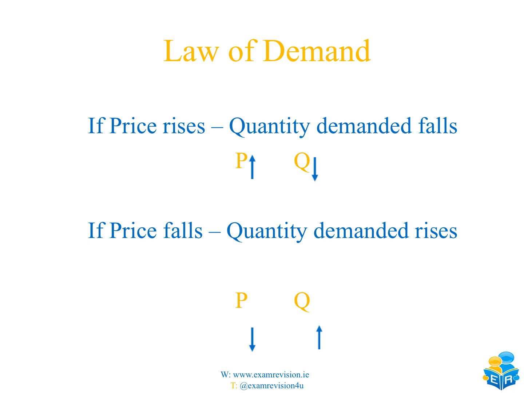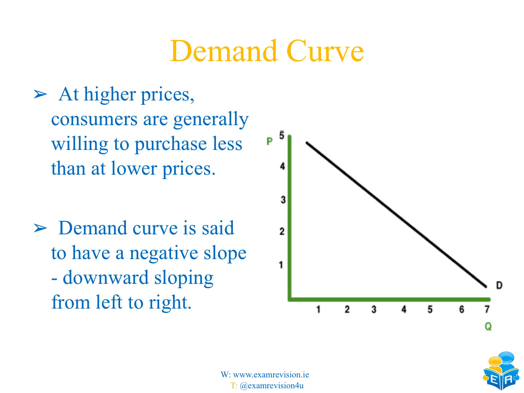Okay, so if we start our revision with the law of demand. We should know at this stage that the law of demand states that if price rises, the quantity demanded due to that price rise will fall. And vice versa, if price falls, the quantity demanded will rise. So this is represented on the demand curve, where we see that at higher prices, consumers are generally willing to purchase less than at lower prices.